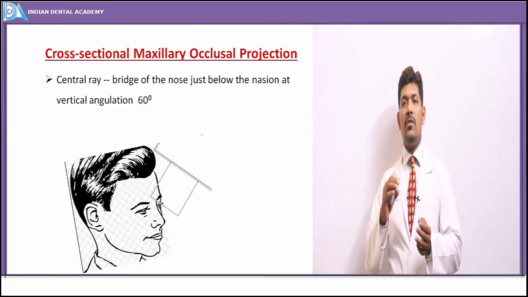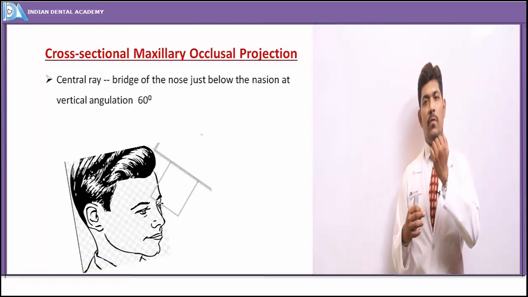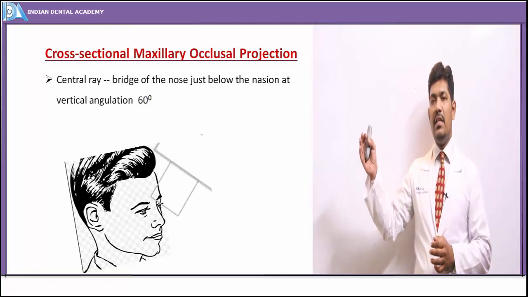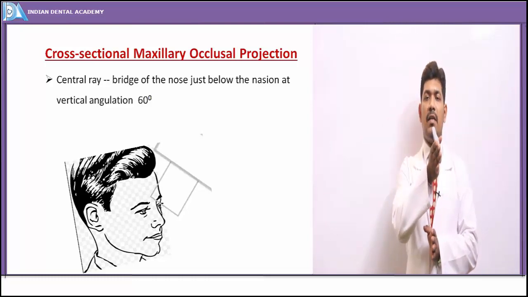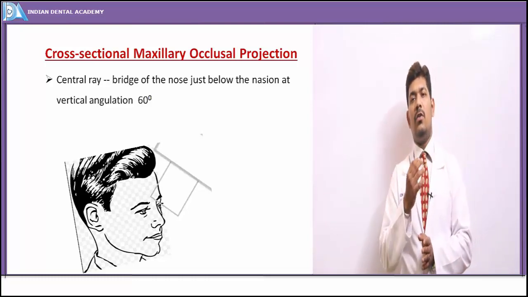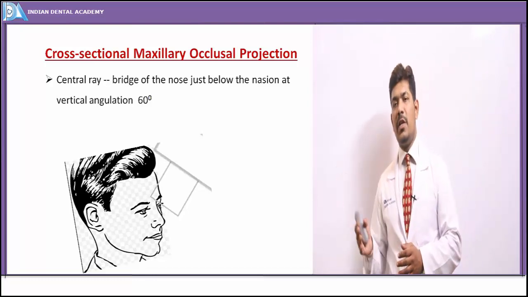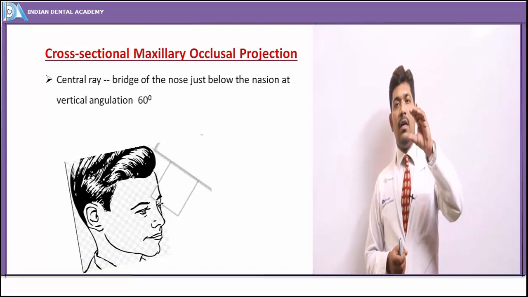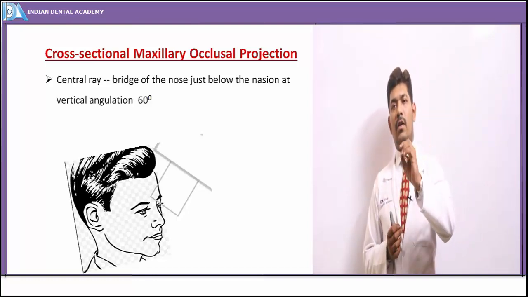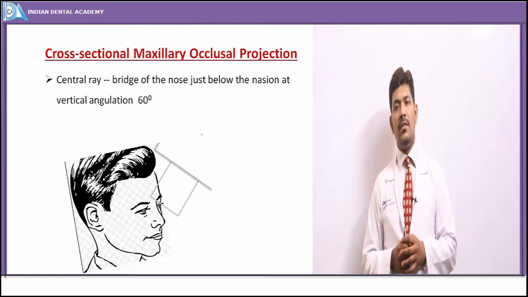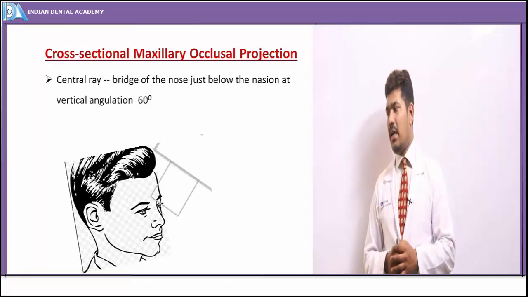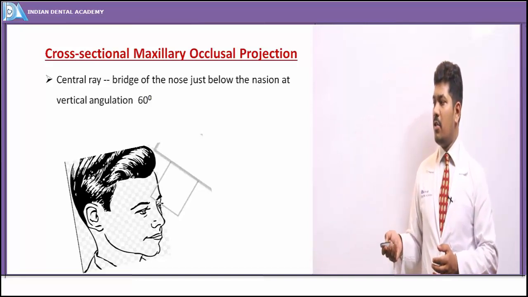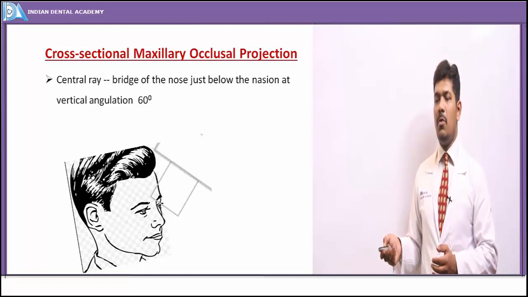The central ray is passed through the bridge of the nose instead of the tip of the nose. So we are taking it higher up, and we are increasing the angulation from 45 degrees to 60 degrees so as to cover the entire maxillary arch and give a cross section of the entire maxillary arch. So the resultant picture, what we see, is basically the occlusal tables of the teeth in the maxillary arch, and only the root tips of the anterior teeth in the maxillary arch. The positioning of the patient is similar to the previous image, but the placement of the cone is slightly steeper and higher up.